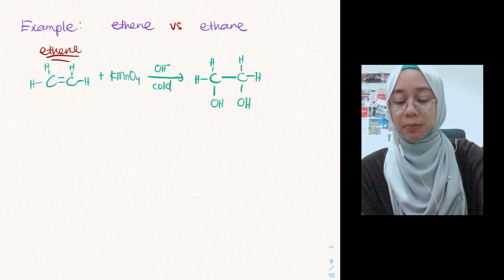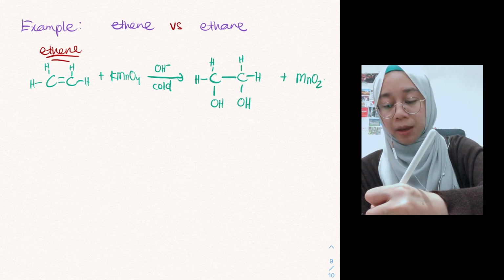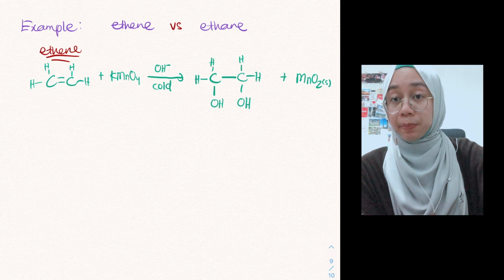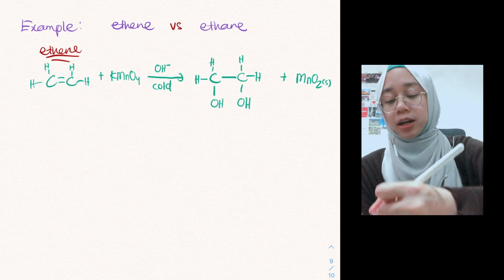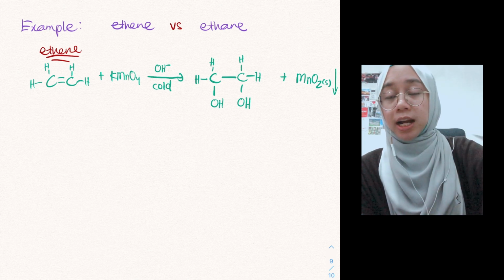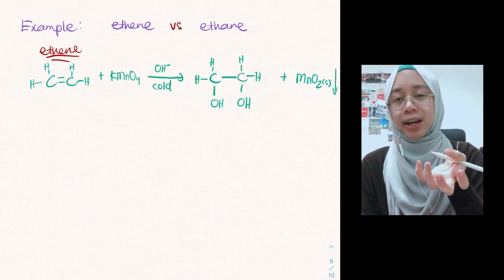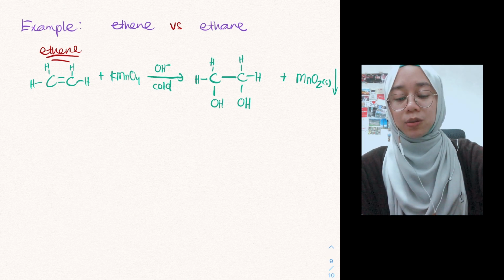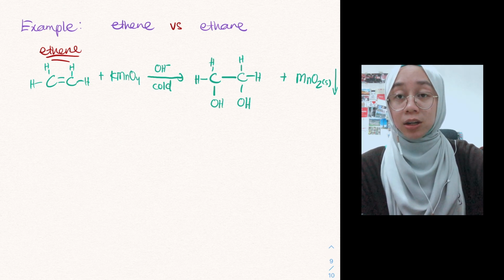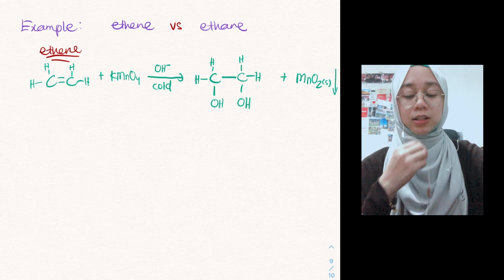And then at the same time, satu lagi benda yang akan terhasil adalah MnO2. MnO2 ni sebab dia adalah precipitate, therefore kita kena tulis solid dekat situ. Tolong tulis solid. And then since dia precipitate, usually akan ada arrow ke bawah untuk menunjukkan dia mendak ke bawah. So this is what you get for the reaction of alkaline potassium permanganate with ethene.